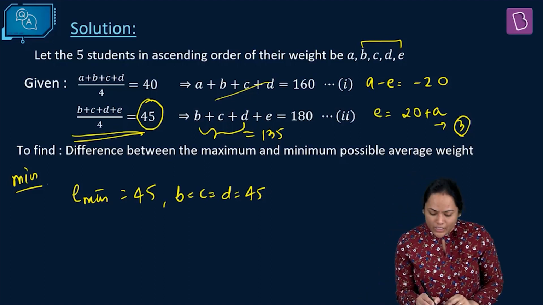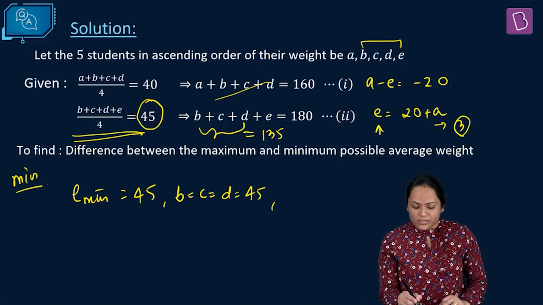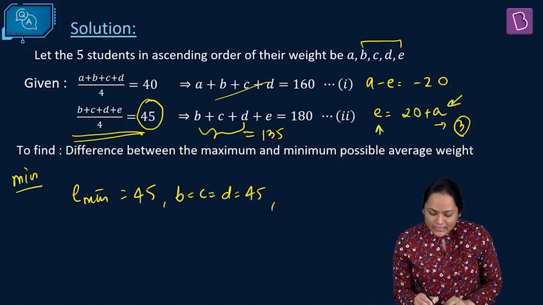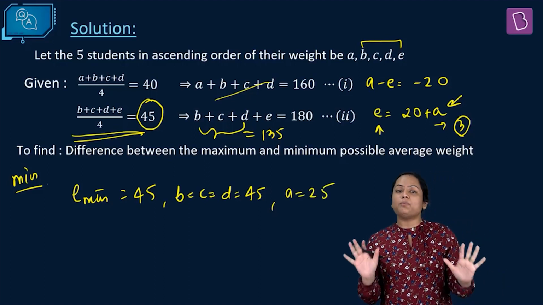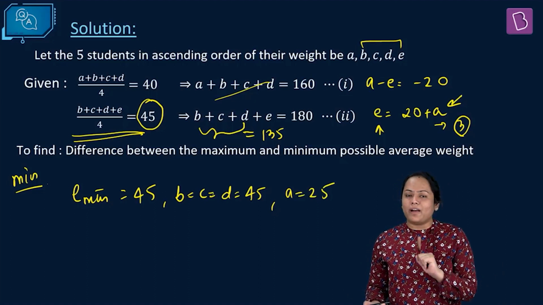And by my third equation, if my E is 45, can you tell me what is the value of A? Well, that will be 45 minus 20. That means A is coming out as 25. So this is the minimum possible scenario with us. And now I can just find the minimum average value.